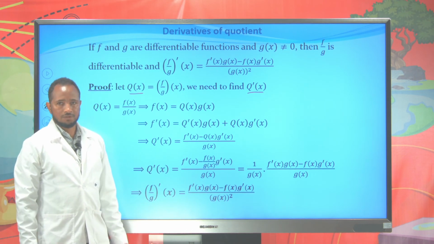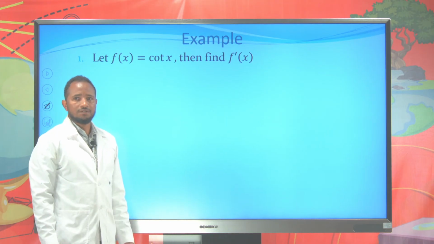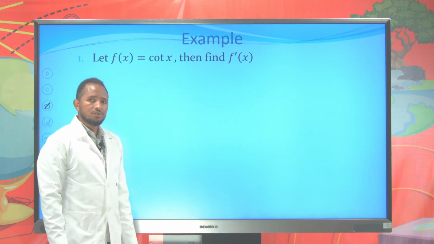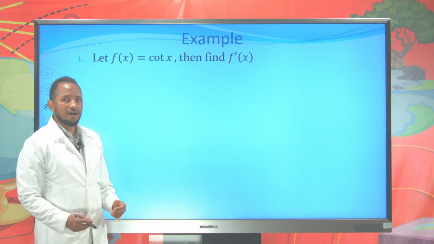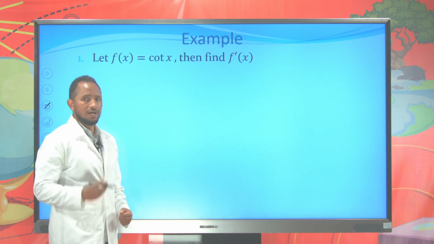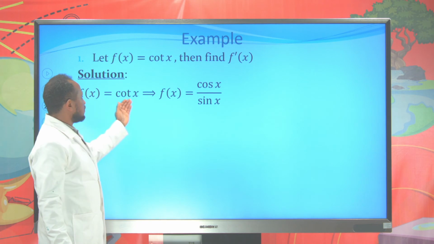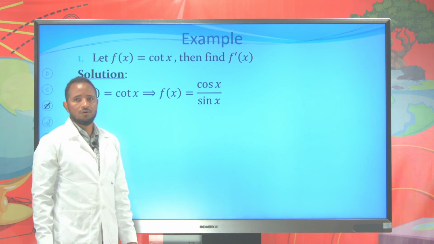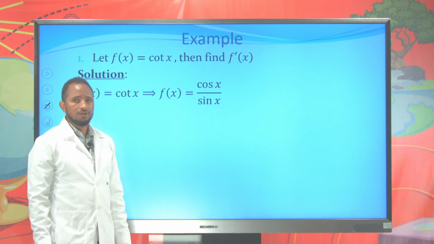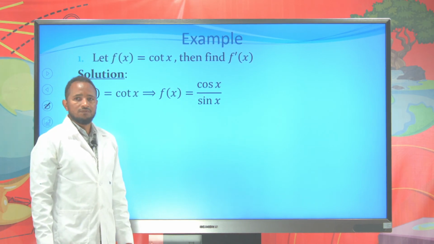Now let's see an example for this. Let f of x be given as cot x. Then we are asked to find the derivative of this expression. To find this derivative, I can write cot x in the form of a quotient of two functions. So f of x equal to cot x can be written in this form: cos x over sin x. So applying the quotient rule, I can find the derivative of this function.